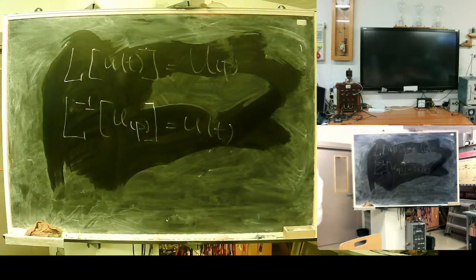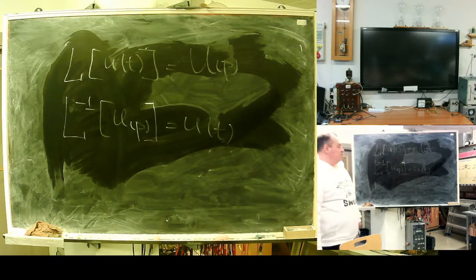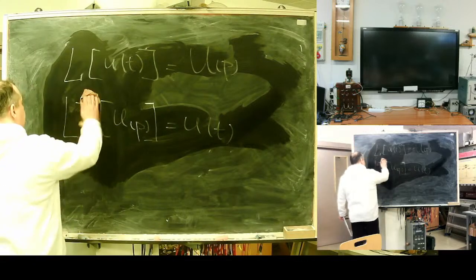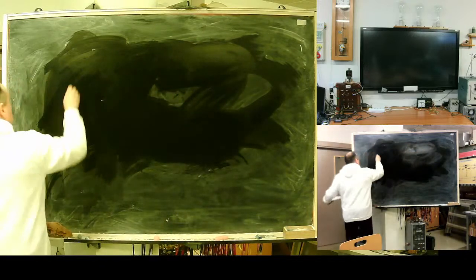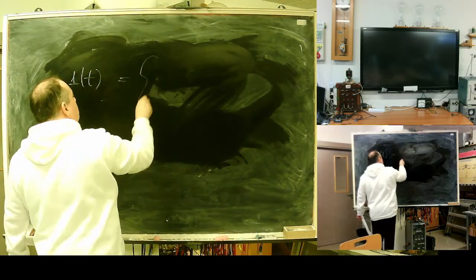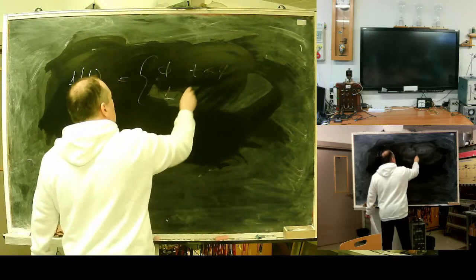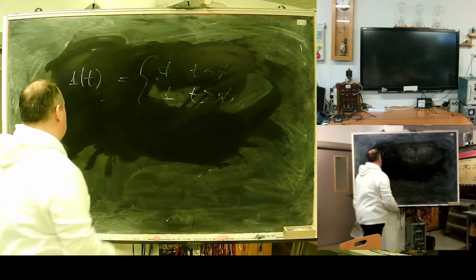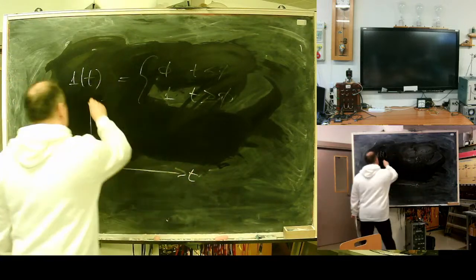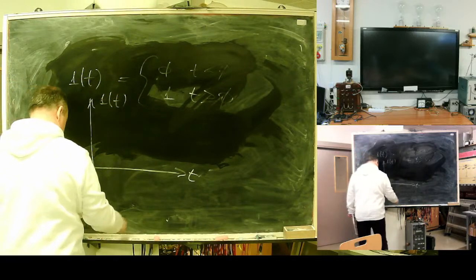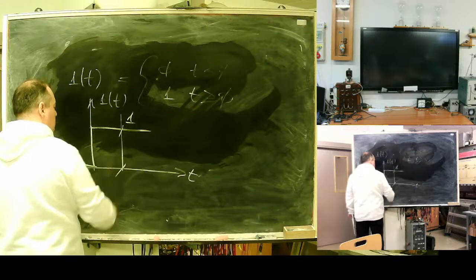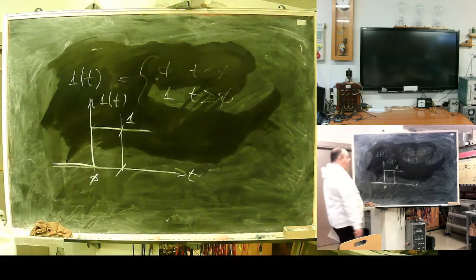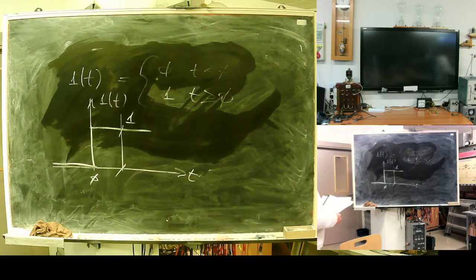Two important remarks. First, the Laplace transform works only for positive time. Usually, the so-called switch-on function is used. It's 1(t), which equals 0 when time is less than 0 and 1 when time is greater than or equal to 0. Switch-on function 1 of time.